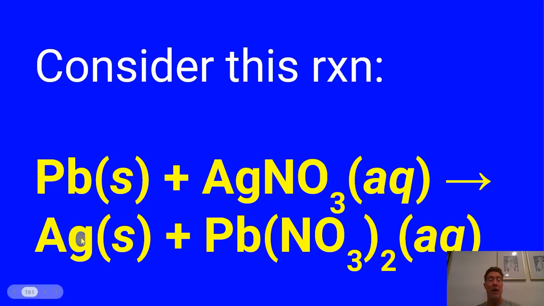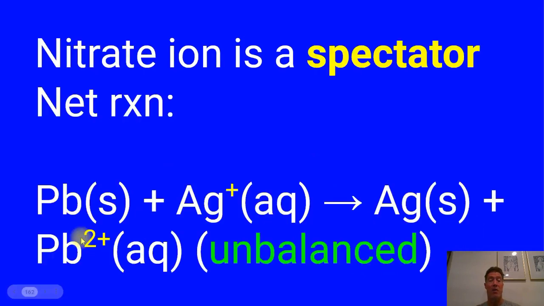But when we rewrite this as a net ionic equation, we see that nitrate is a spectator ion, so we get rid of it. And so what really happens is you start with lead as a solid, and it reacts with silver in such a way as to create silver as a solid. So remember, lead started as a solid, silver started dissolved. Now lead is dissolved and silver has been precipitated out.